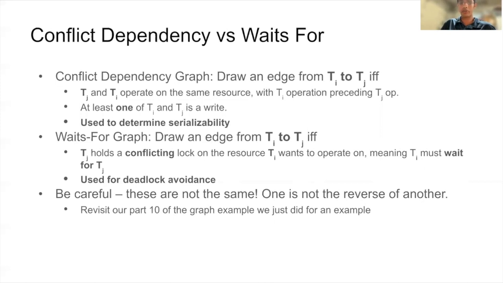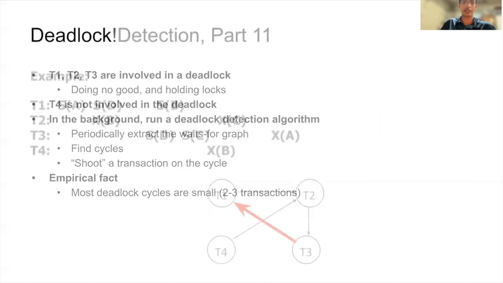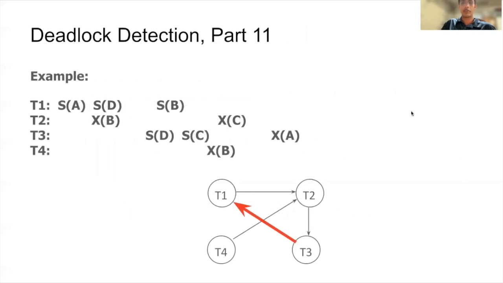If you want an example, you can revisit the graph example we just did. If you were following the rules for dependency graphs, but inverting them, you might have been tempted to draw an arrow from T4 to T1. That's not correct. Don't do that. In waits-for graphs, you only draw an arrow from a transaction to whatever transaction currently holds conflicting locks on that resource.